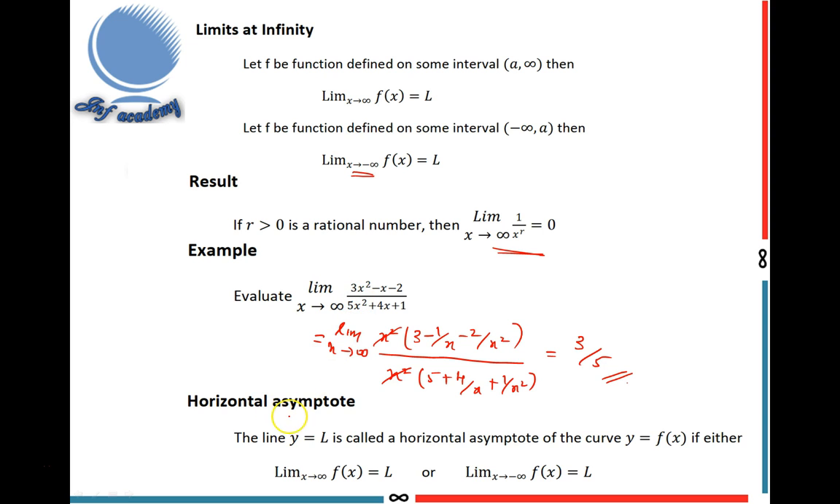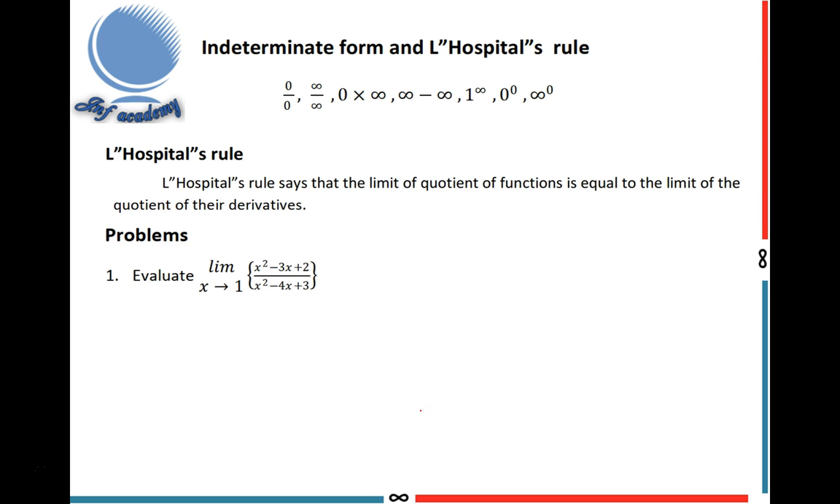The next definition, horizontal asymptote. The line y equal to L is called a horizontal asymptote of the curve y equal to f(x) if either limit as x tends to infinity of f(x) equals L or limit as x tends to minus infinity of f(x) equals L. Then y equal to L is called the horizontal asymptote of the curve.